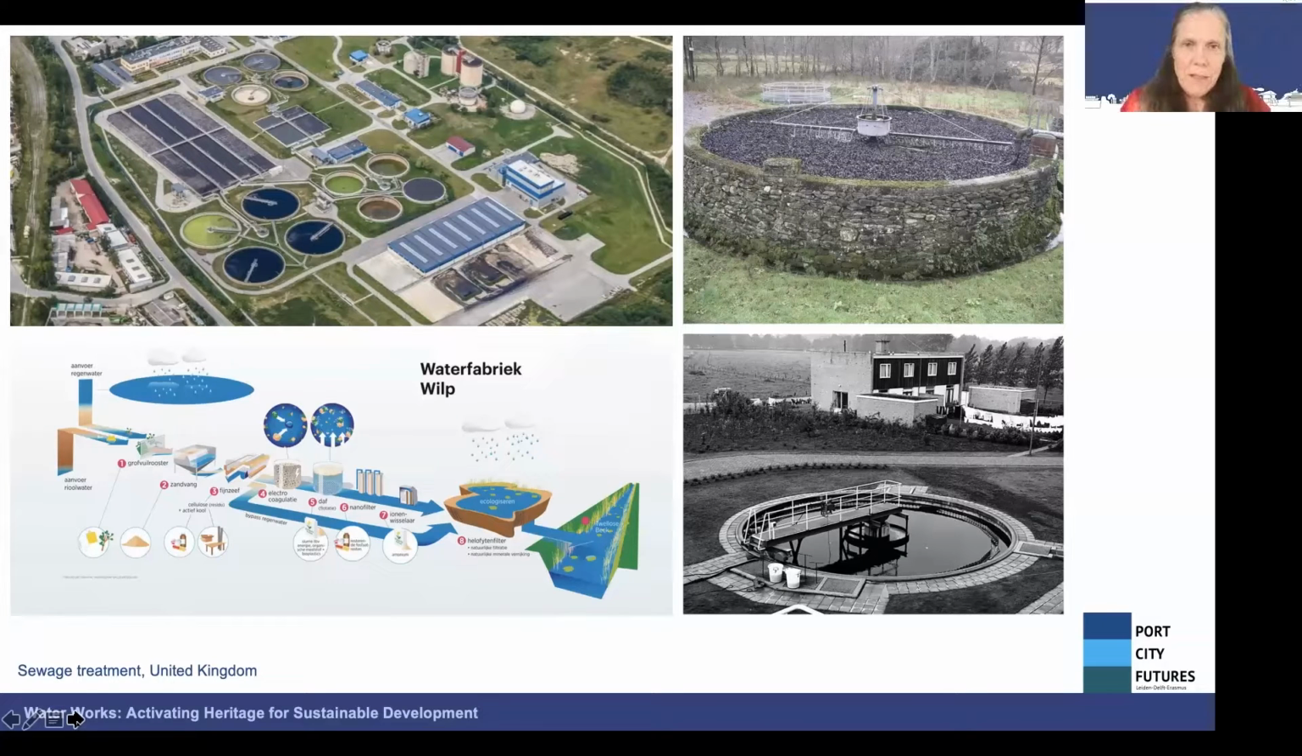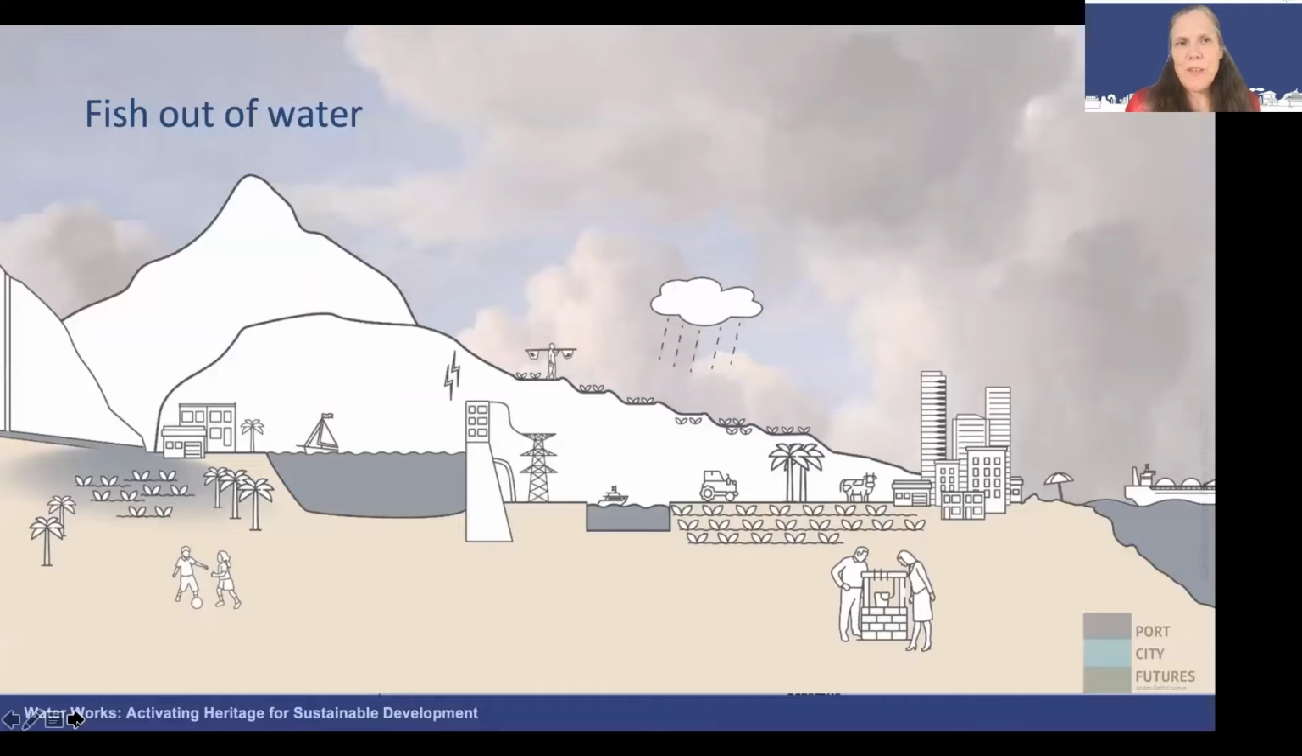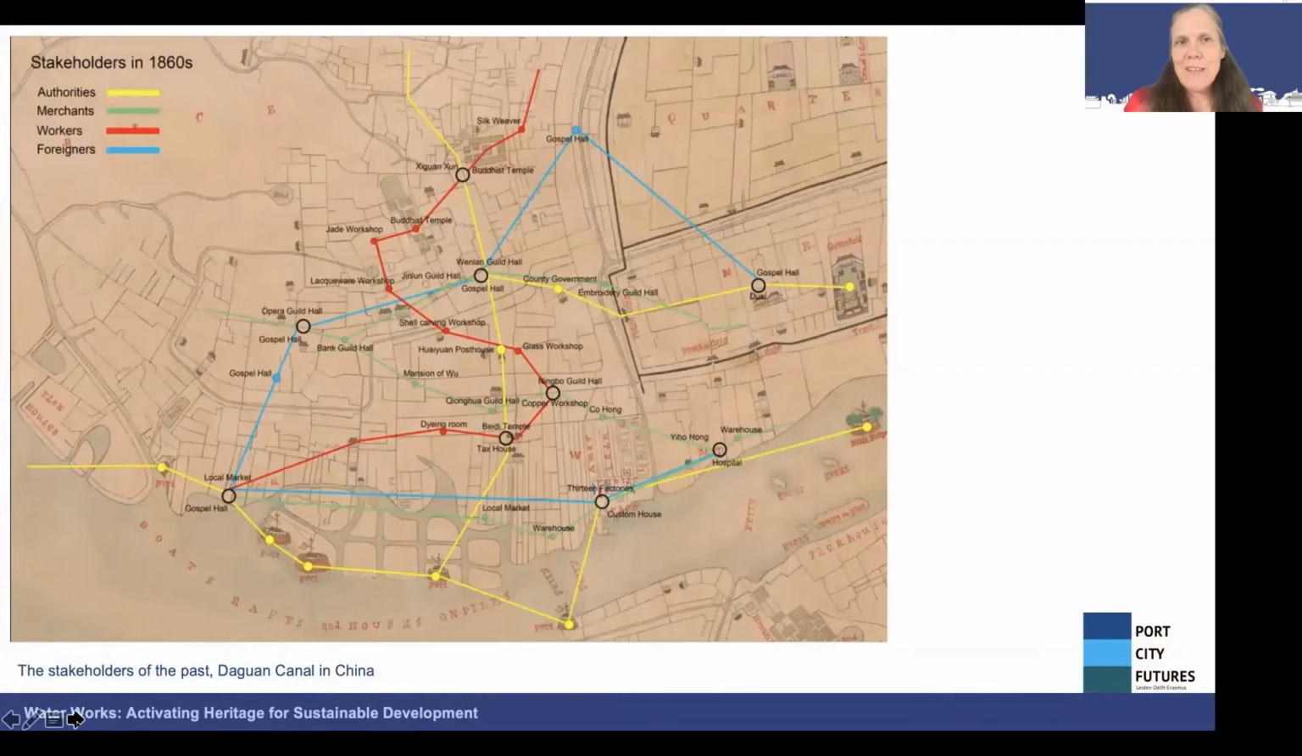Yeah. And so then we move to week 3, which we called Fish Out of Water, to look at different stakeholders and their change over time. And for us, this was a really important part to also make clear how we move from history and historical investigation to heritage.